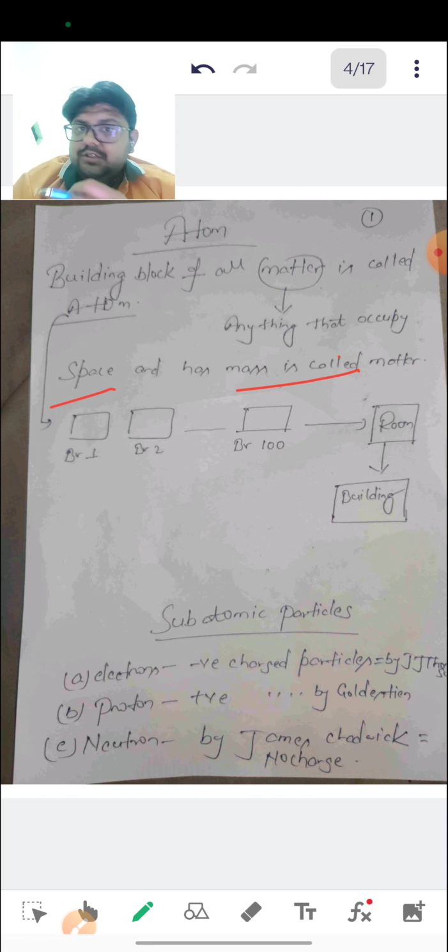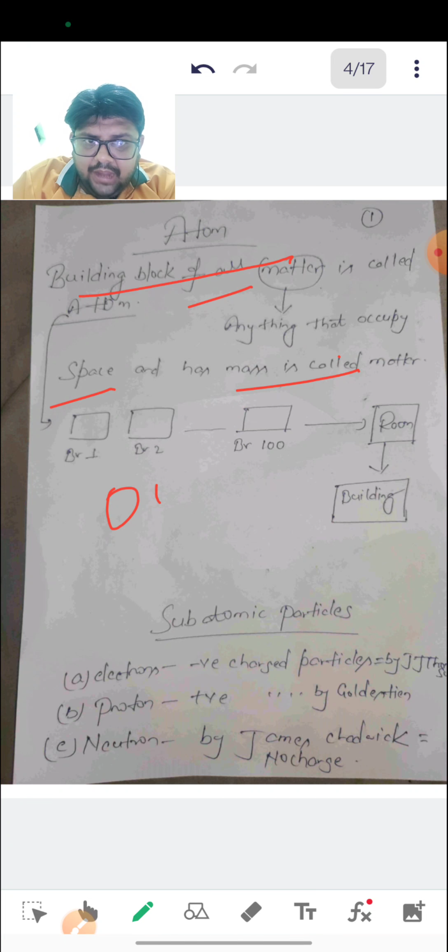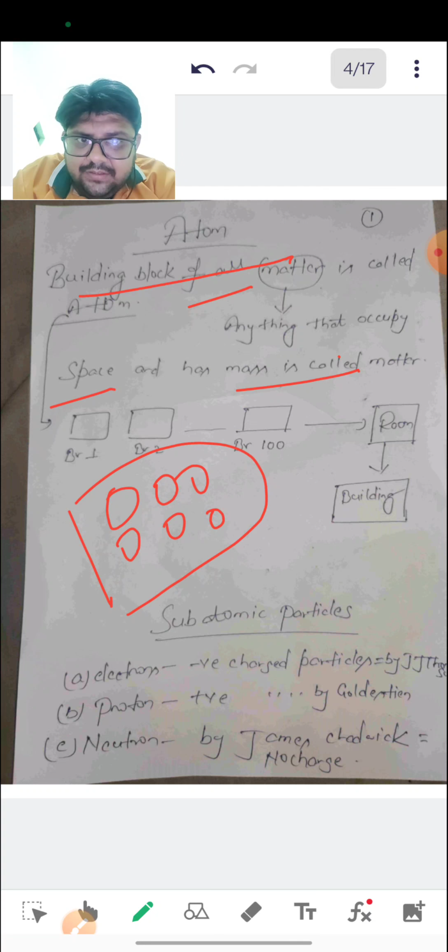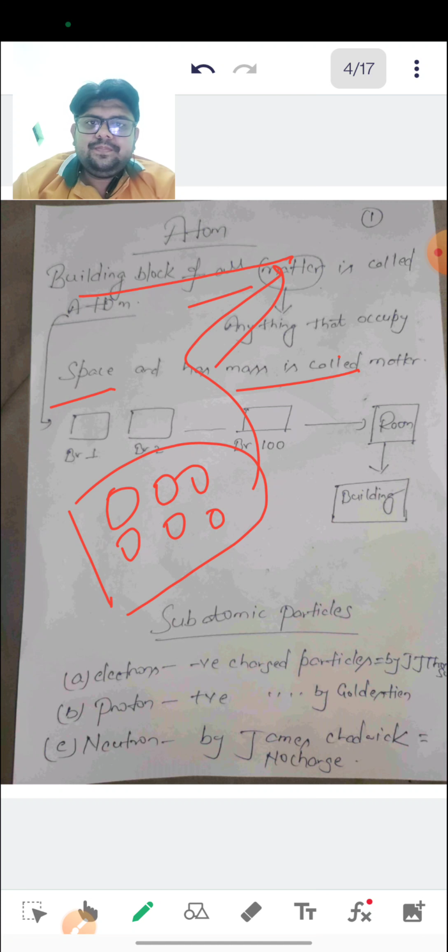Our main intention is to understand the atom and the structure of the atom. The atom is the building block of all matter. What does it mean? The basic entity from which matter is formed is called an atom. Let us take an example. If I take atom 1, atom 2, atom 3, atom 4, atom 5, atom 6, when these atoms are connected or placed in a particular manner, then matter of this type is formed.